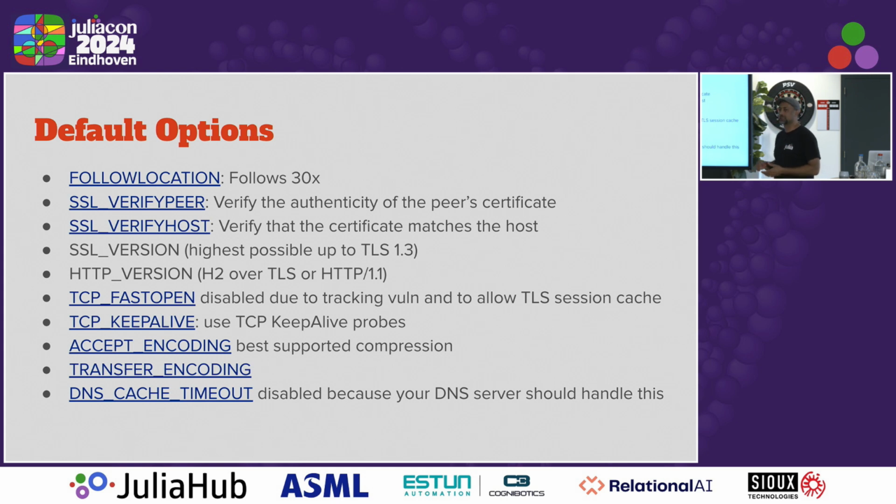Accept encoding is the type of compression used. So whether you can use gzip compression over the wire or bzip2 or Brotli or anything else, we will use the best available that the server can support. Transfer encoding is also for compression, but it compresses the entire request, so not just the body, but also the headers and all of that. And DNS cache timeout is disabled. By default, curl has its own DNS cache and its own timeout. We just disable the DNS cache because your DNS server should be doing the caching and not your application.